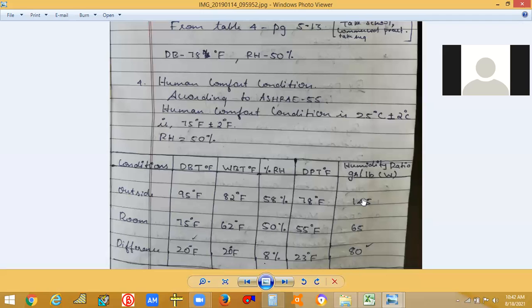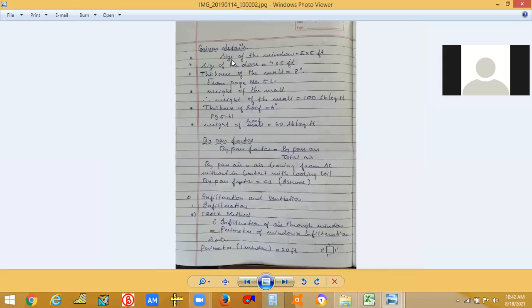Now, what is our fifth point? We have completed the human comfort condition. What is our fifth point? The point is infiltration and ventilation. For infiltration, we have two methods. One is the crack method and the other is the ACH method, right? So we'll be going to deal with that also. So that's how to do it.